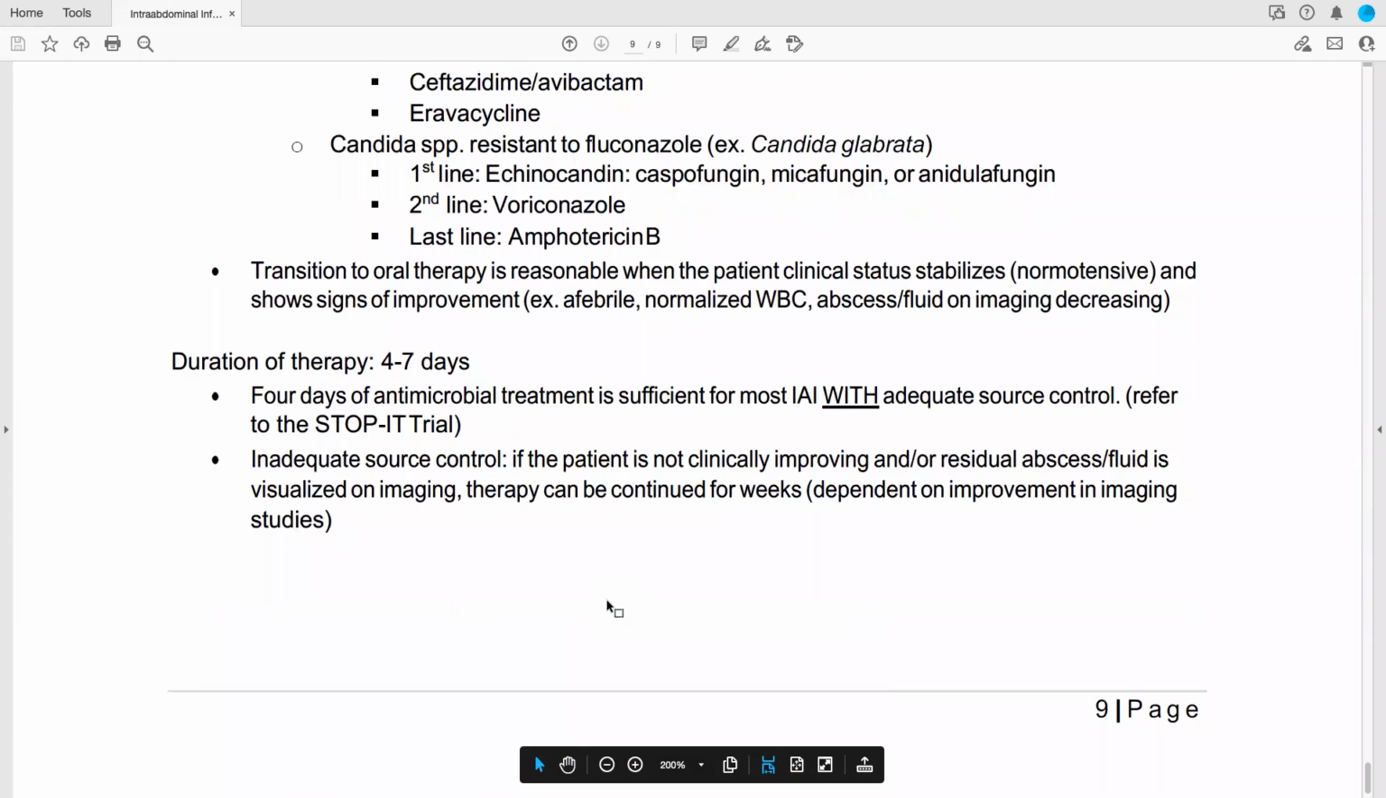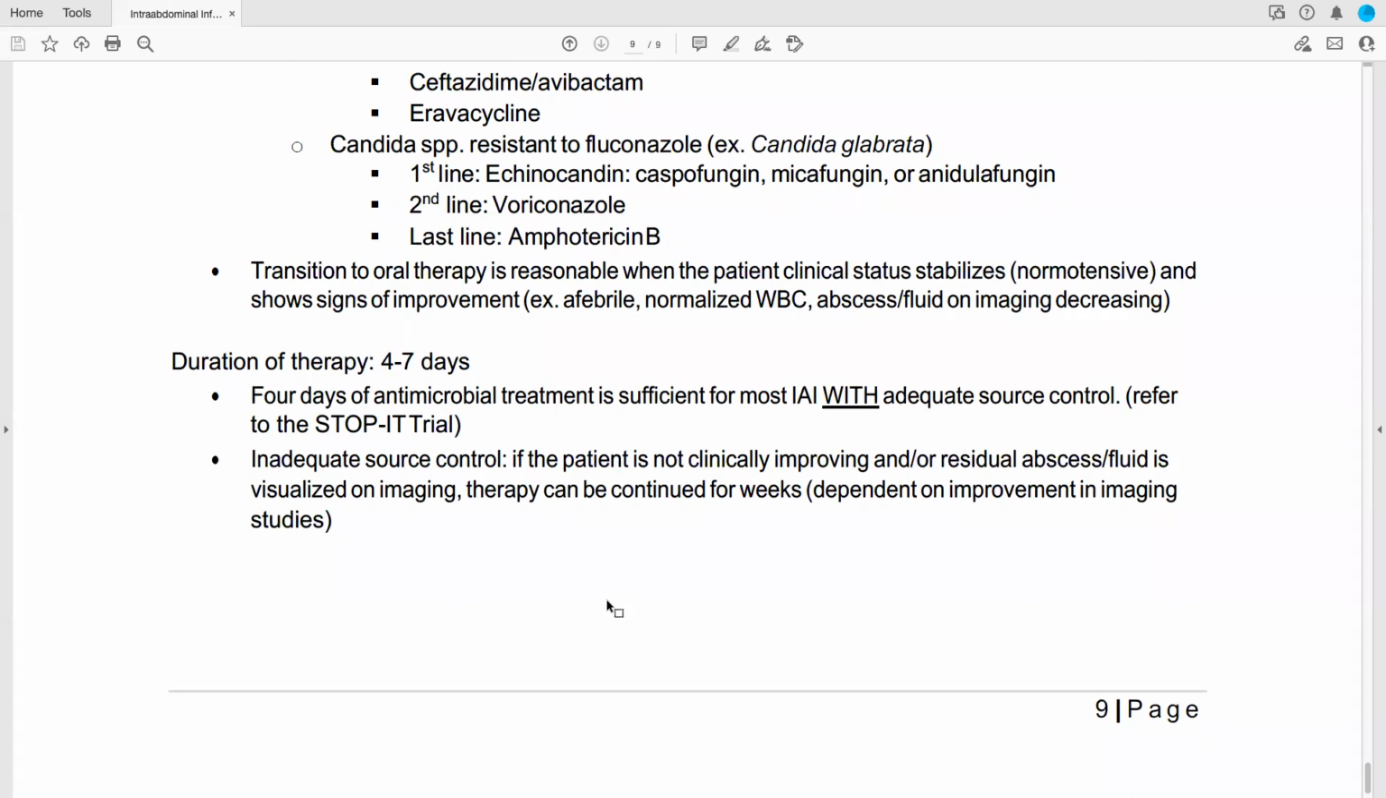In the event that Candida is there, fluconazole is our first line, unless the Candida species is resistant to fluconazole. So if you see growth in 2 cultures, you can use the fluconazole. If the patient continues not to respond, then we'll follow the algorithm as such. And then we want to transition to oral therapy when the patient is clinically stabilized.